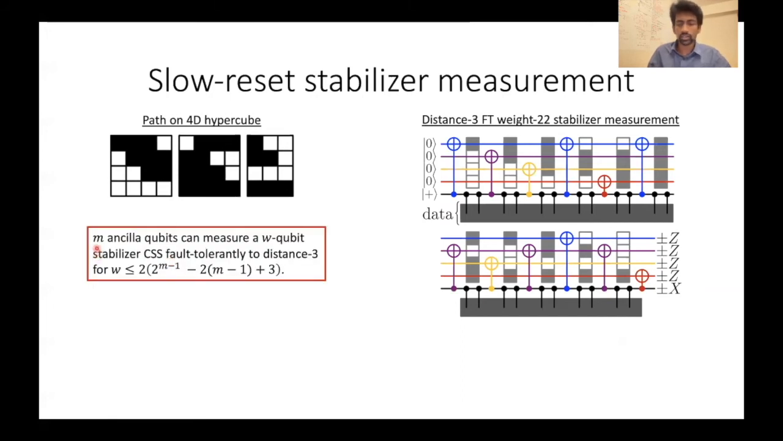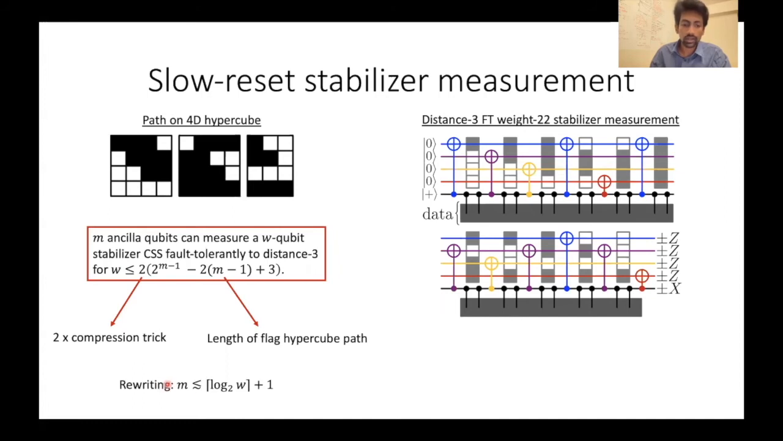It's that using m ancilla qubits, where one ancilla qubit is used for your syndrome ancilla, and the other ancilla qubits are used as flag ancillas, you can essentially measure a W qubit stabilizer, fault-tolerant to distance 3, for W less than 2 times (2 to the m minus 1 minus 2m minus 1 plus 3). And this factor on the right comes from the length of the flag hypercube path. The factor on the left comes from the 2 times compression check. So if you rewrite this equation, then you end up seeing that the number of ancillas you need actually grows only logarithmically in the weight of the stabilizer being measured.